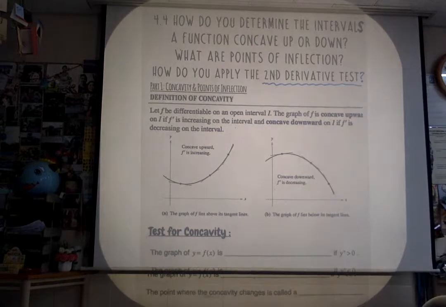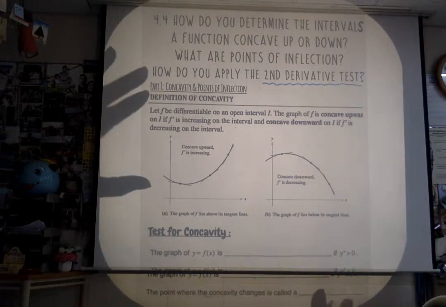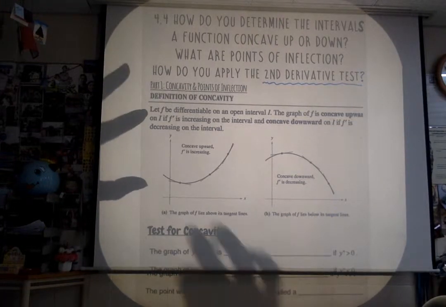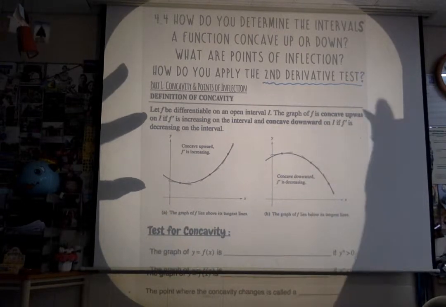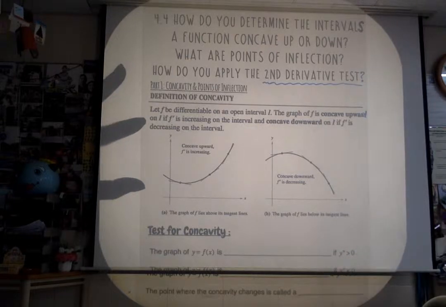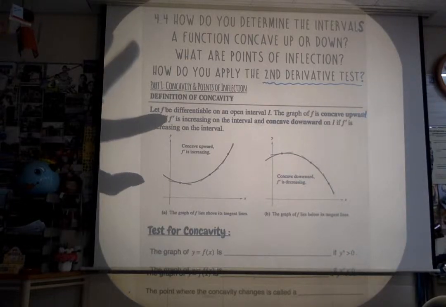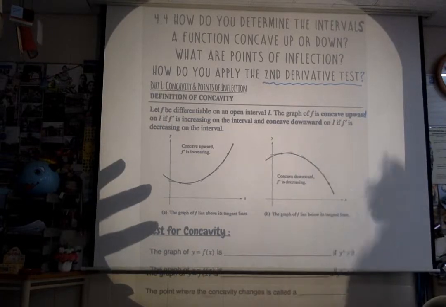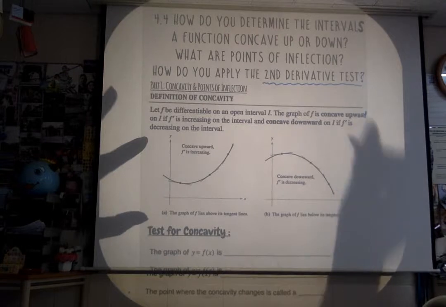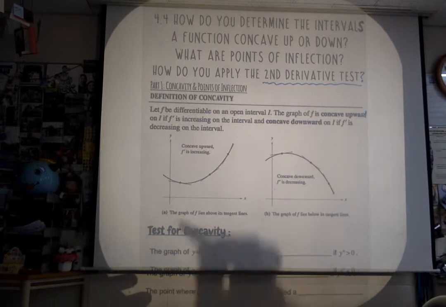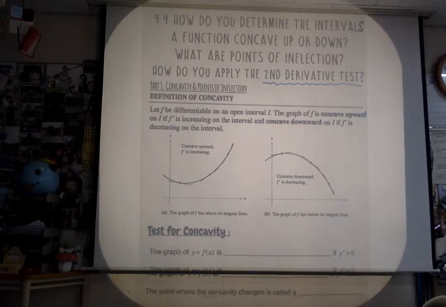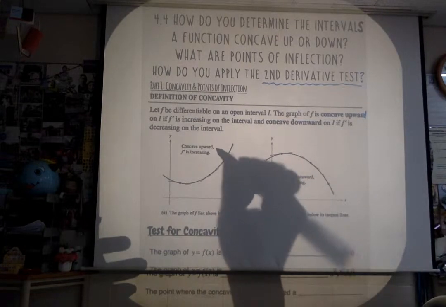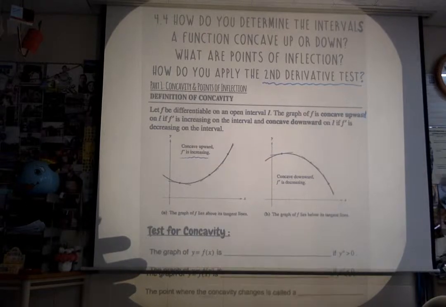Part 1, concavity and points of inflection. Definition of concavity. Let f be differentiable on an open interval I. The graph of f is concave upward on I if f prime, so the derivative, is increasing on the interval, and concave down on I if f prime, or the derivative, is decreasing on the interval. So let's look at this, okay? Concave upward, you can see that it's concaving up and concaving down. That's a general picture. Concave upward means f prime is increasing.